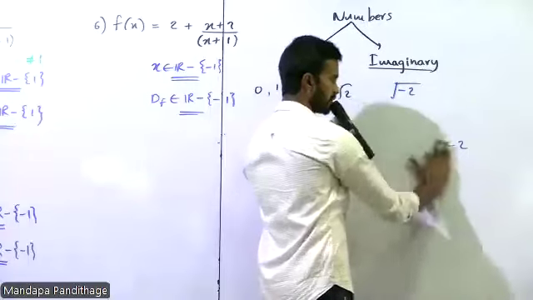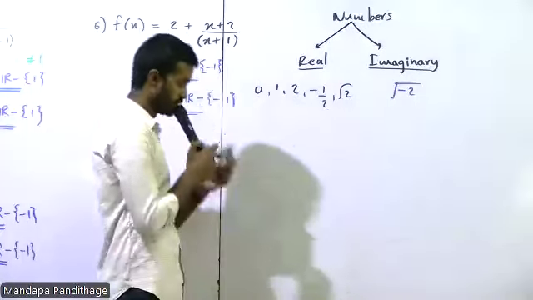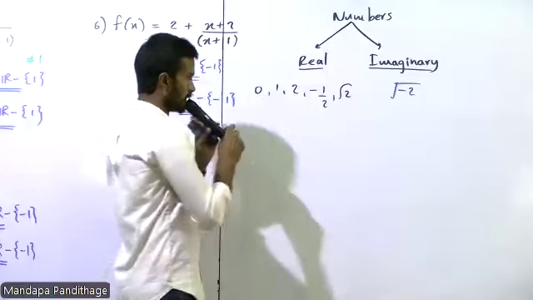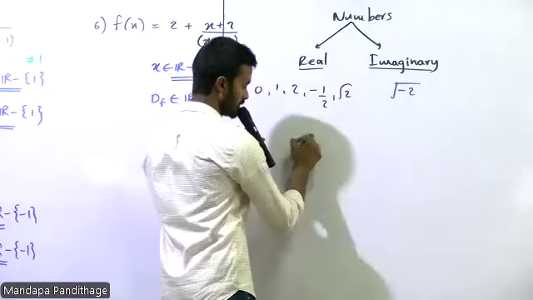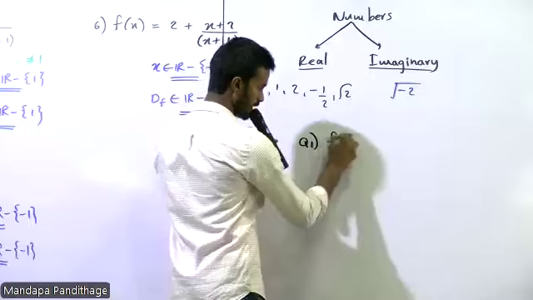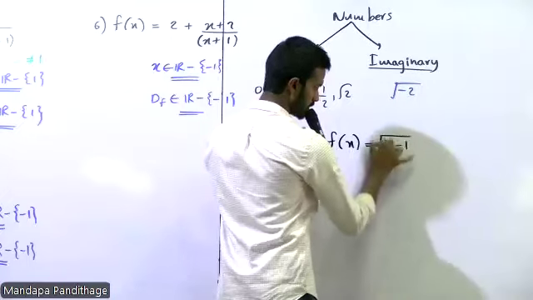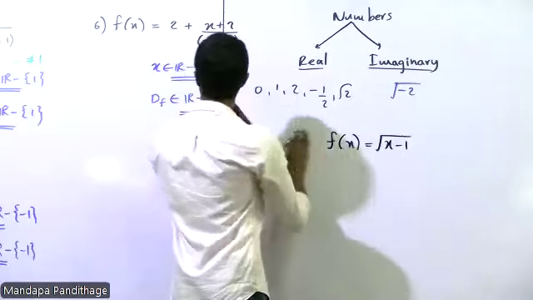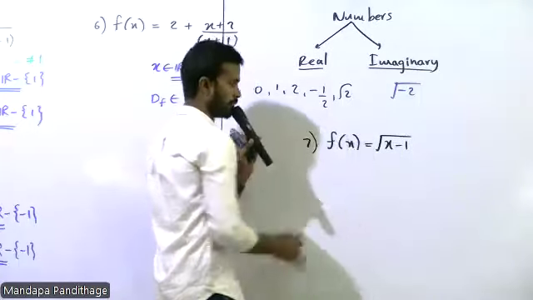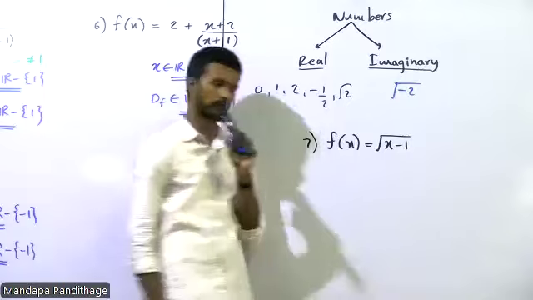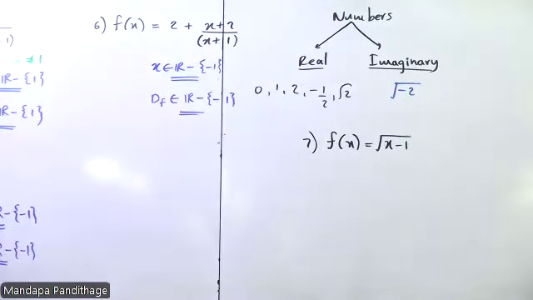So when we are talking about functions, it's clear. When we have a square root, let's say we have f(x) is equal to the square root of x minus 1. I think this is question number 7. Okay, so this is the function that I got. f(x) is equal to the square root of x minus 1.